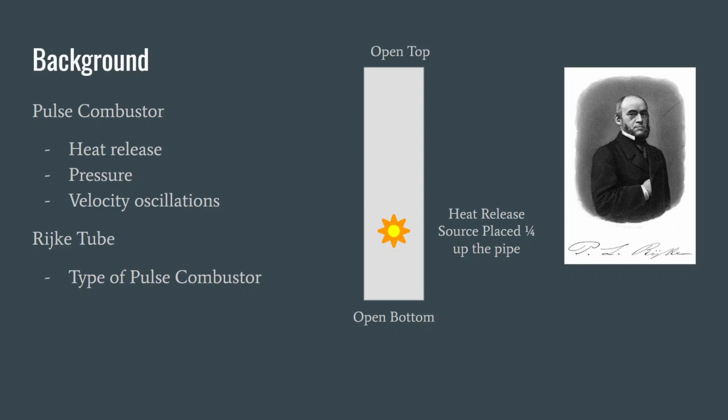As previously stated for this experiment, we will be using a pulse combustor called a Rijke tube, named after P.L. Rijke, shown to the right. As shown in the figure to the right, the Rijke tube is a long vertical tube open at both ends with a burner, or some sort of heat release, placed at roughly 1/4 of its length from the lower end. Since this tube is open at both ends, if it is acoustically excited, it will act similar to an organ pipe, allowing the pressure in the pipe to become time varying and making a neat sound.